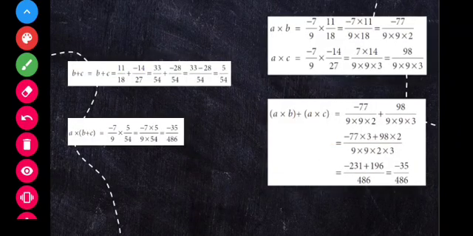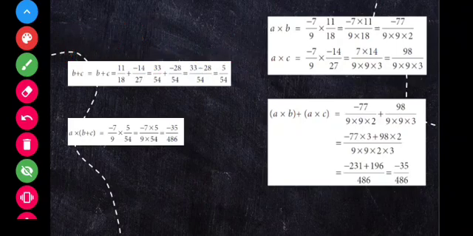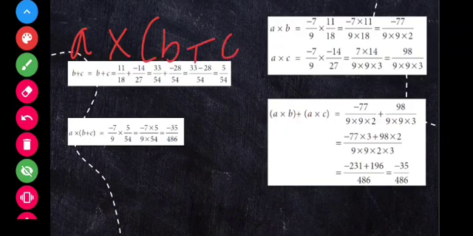Okay, so what we are finding here is the left side value. Left side value is A into B plus C. Let's find the B plus C value first. Our B value is 11 by 18, our C value is minus 14 by 27. So 11 by 18 plus minus 14 by 27 will give us 5 by 54 after taking LCM and all. So in A cross B plus C, we have found B plus C's value.